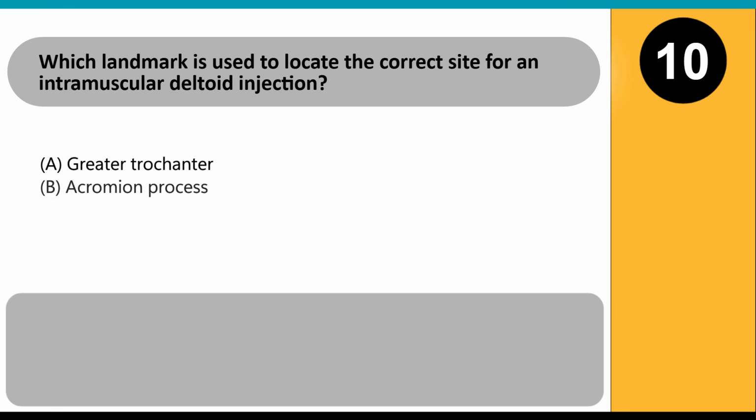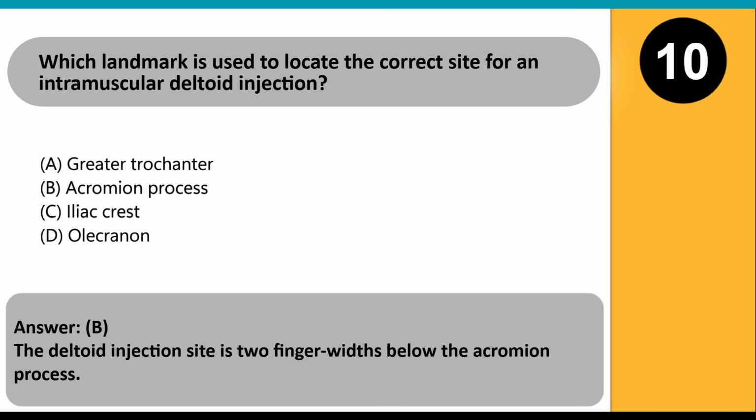Which landmark is used to locate the correct site for an intramuscular deltoid injection? A. Greater trochanter. B. Acromion process. C. Iliac crest. D. Olecranon. Answer: B. The deltoid injection site is 2 finger widths below the acromion process.